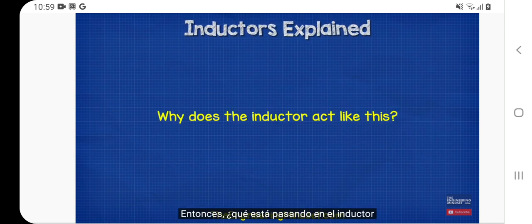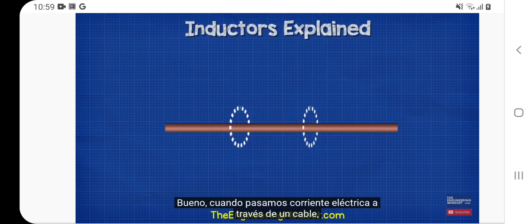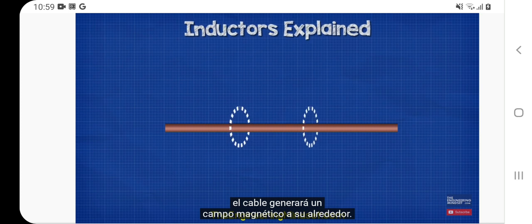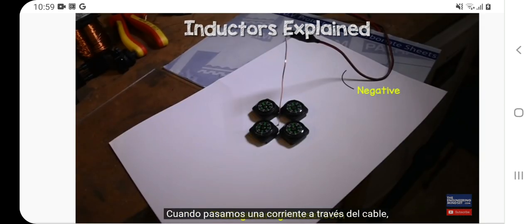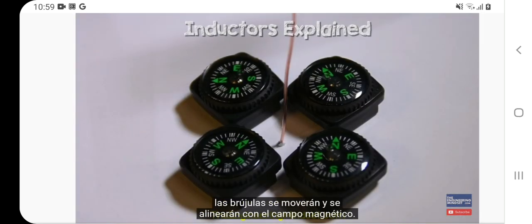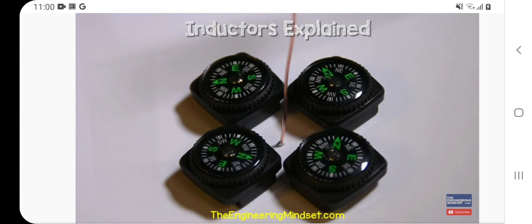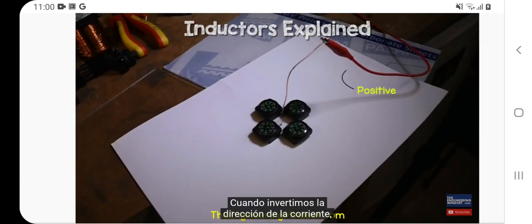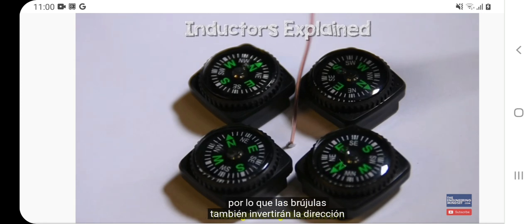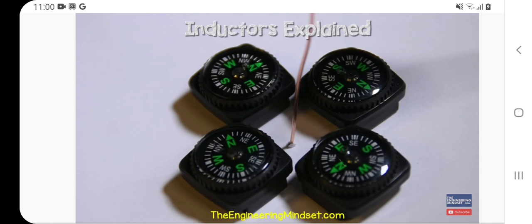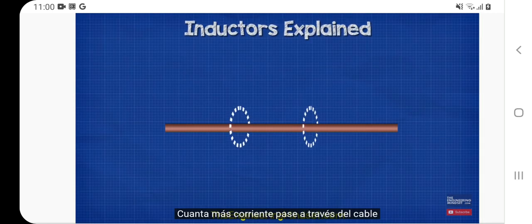So what's happening in the inductor for it to act like this? Well, when we pass electrical current through a wire, the wire will generate a magnetic field around it. We can actually see this magnetic field by placing compasses around the wire. When we pass a current through the wire, the compasses will move and align with the magnetic field. When we reverse the direction of the current, the magnetic field reverses, and so the compasses will also reverse direction to align with this. The more current we pass through the wire, the larger the magnetic field becomes.